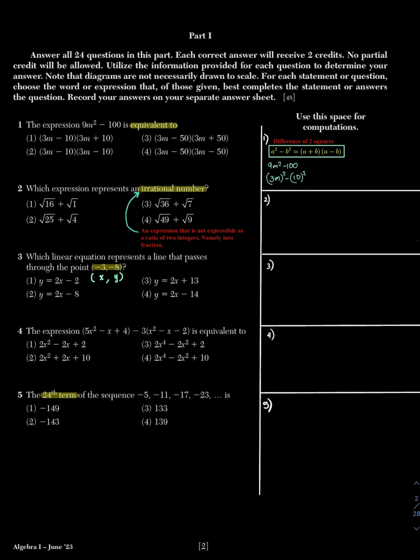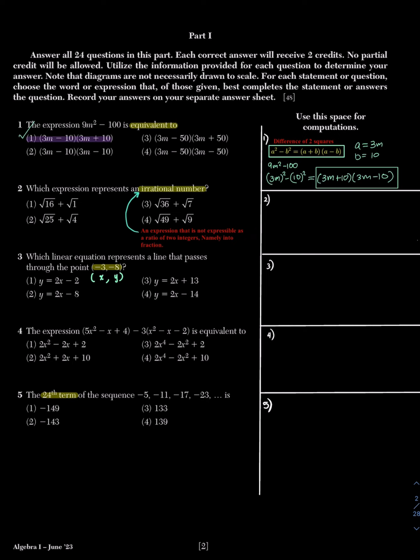Now notice that our a is equal to 3m and our b is equal to 10. So based on this formula, we have a squared minus b squared equaling 3m plus 10 followed by 3m minus 10. That's basically how you do this type of problem. And so therefore, the correct answer choice would be choice number 1. So this one right here. We can go ahead and highlight that as well. So choice 1 is the correct one.